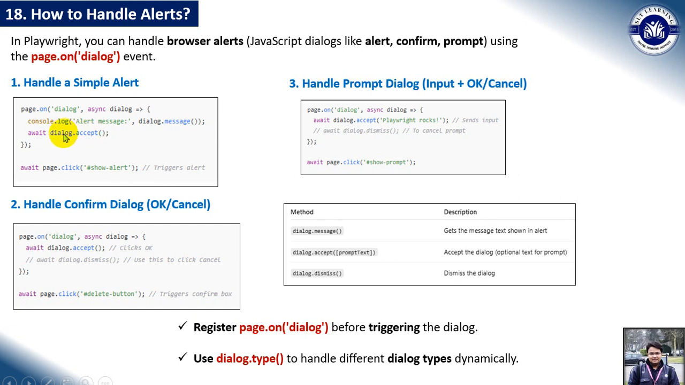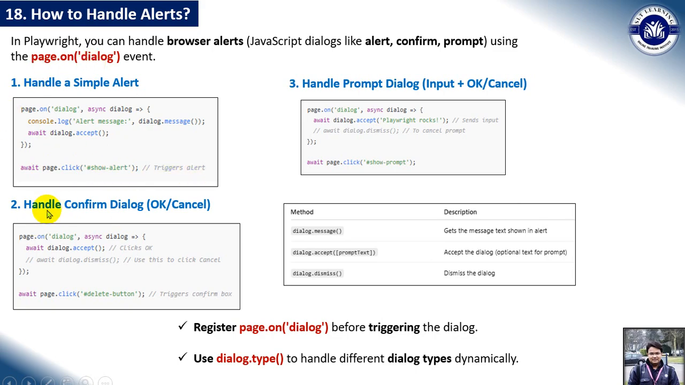So this is the way: if you want to print the alert message, you can just say console.log, and whatever the dialog message is, dialog.message will print the message, and then you accept it. Okay. And then page.click show alert triggers the alert. So this is one way.